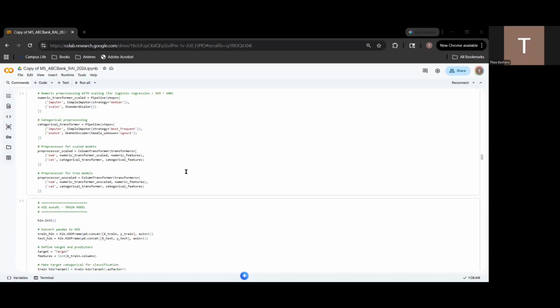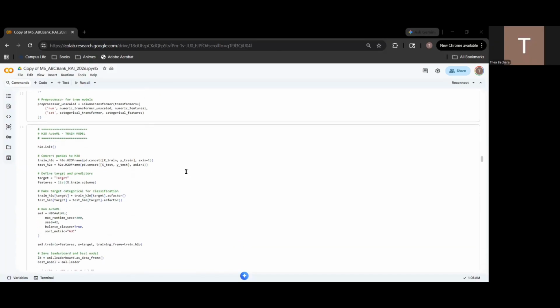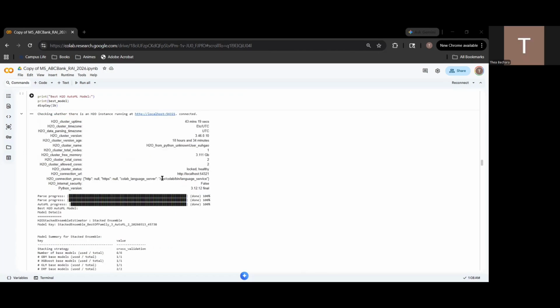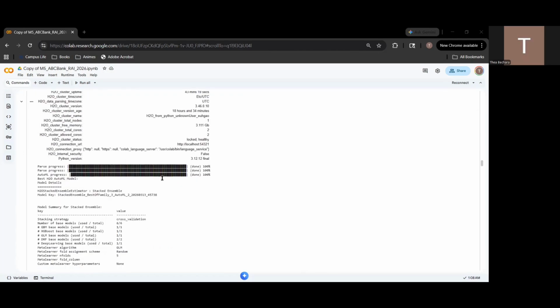To explore model performance efficiently, we first used H2O AutoML. AutoML automatically evaluates multiple machine learning algorithms, including gradient boosting, random forest, deep learning models, and stacked ensembles. The best performing model identified by AutoML was the stacked ensemble model. The stacked ensemble achieved strong performance, including an AUC of approximately 0.97 on training data and a log loss of about 0.31. These results indicate the model can distinguish between approved and rejected applications very effectively.